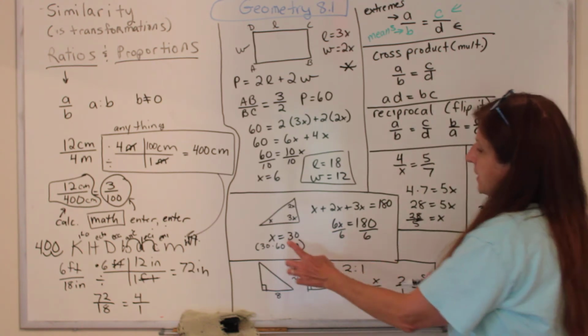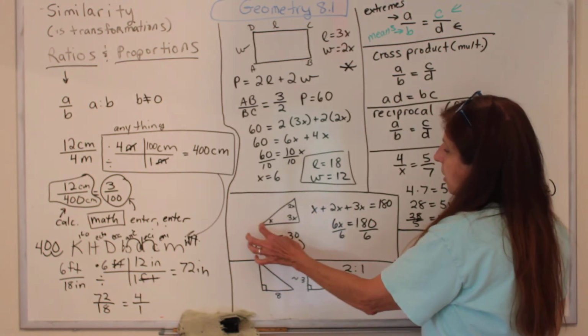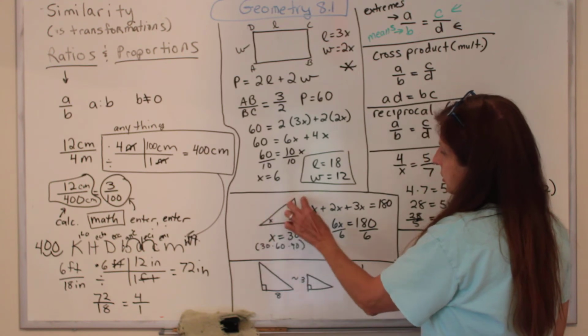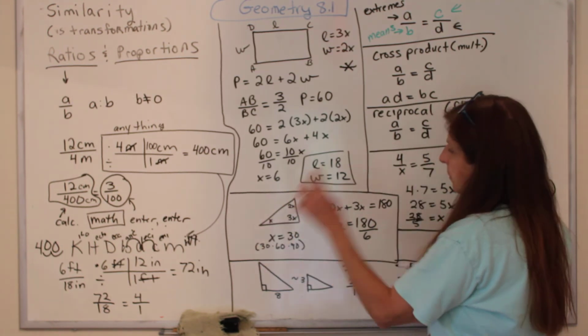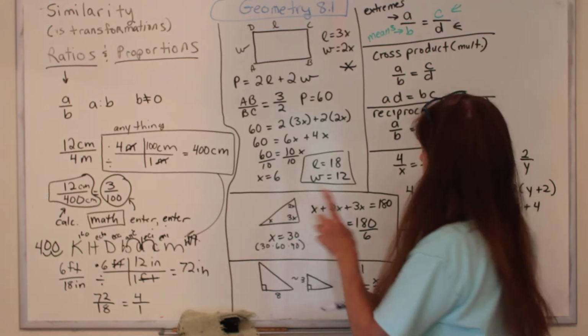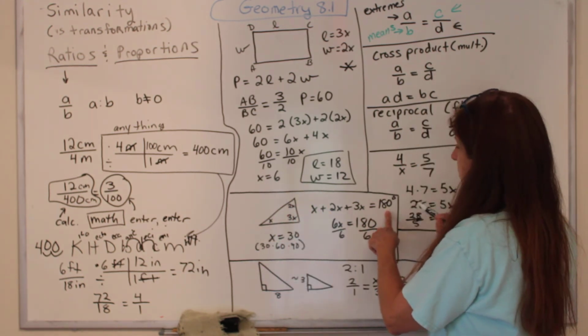Here's another one. They tell us the 3 angles of a triangle are in the ratio of 1 to 2 to 3. So we say 1x, 2x, 3x. And we know if you add the 3 angles of a triangle, they equal 180 degrees, so we can solve it.